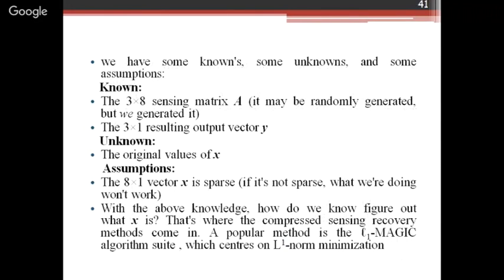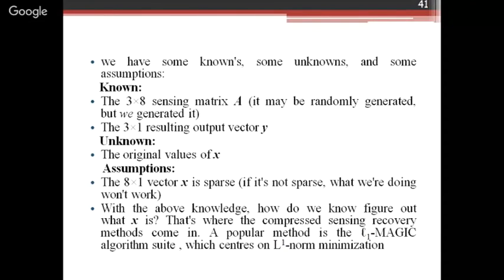So if we see, we have some known and some unknown values, and we have some assumptions in the case of compressive sensing. What are the known values? This 3x8 sensing matrix A needs to be randomly generated, and we generated it. This can be easily generated by a MATLAB function. The random function is already available there. You can easily generate this matrix A, and the 3 into 1 resulting output vector. That's what you get, because you are representing it with just this number of few measurements. So these things you know.